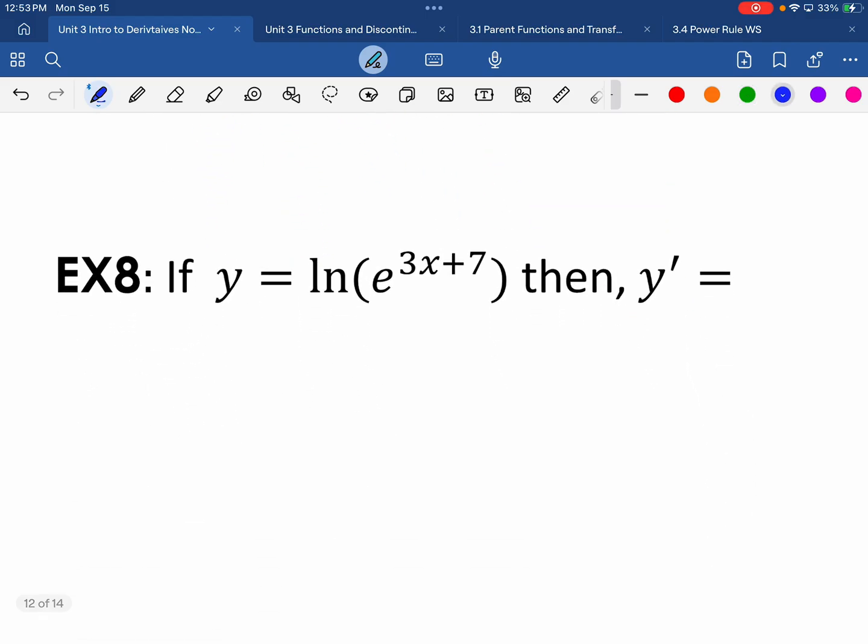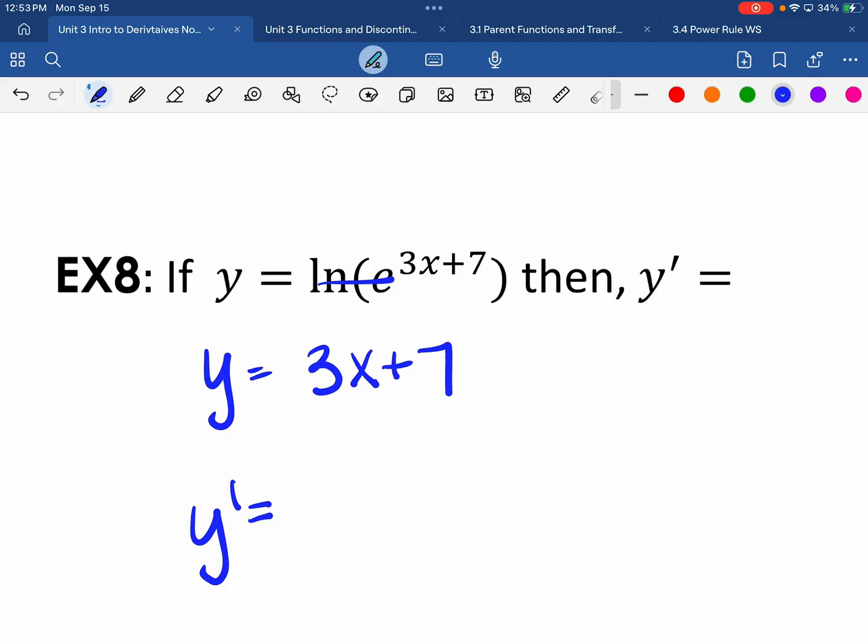Okay, this is a log rule. What happens with the ln and the e? They cancel. So I'm not doing the derivative, I'm just simplifying this. I know the ln and the e are going to cancel, so it's just 3x plus 7. So the function is 3x plus 7. Now we have to do the derivative.